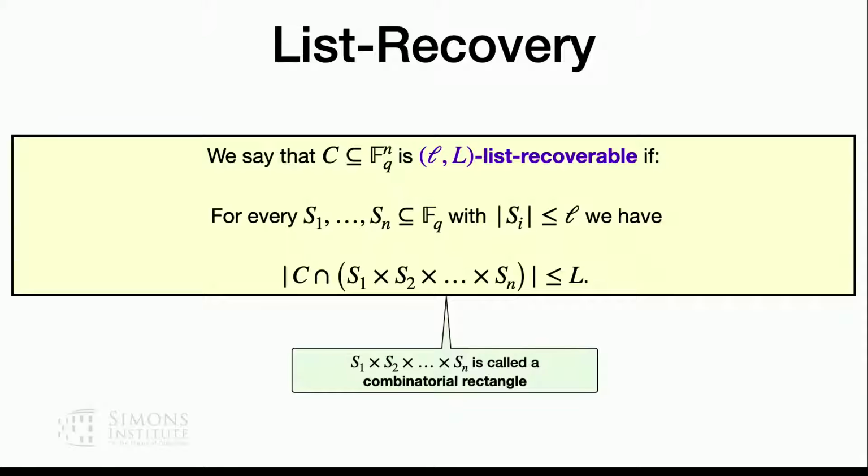The product of these sets S1 to Sn, that's called the combinatorial rectangle. So that would be all the words that fall within the given input list in each coordinate. And we want the intersection of the code with such a combinatorial rectangle not to be too large. We want it to contain at most, again, big L code words. And if this holds for every combinatorial rectangle, we say that the code is little l, big L recoverable.